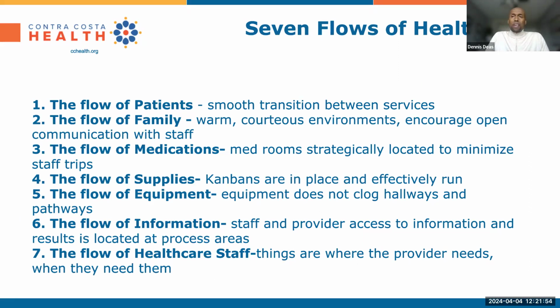So these are the 7 flows of healthcare. And we're going to do a little exercise. The flow of patients, the flow of the family: warm, courteous environments that encourage communication with staff. The flow of medications, this is really a good one. Med rooms strategically located to minimize those staff trips. The flow of supplies. So where are the supplies located with respect to where the people need them? Especially like say in the OR, do they have to walk a mile to actually get their supplies, or are those supplies at their fingertips when they need them?